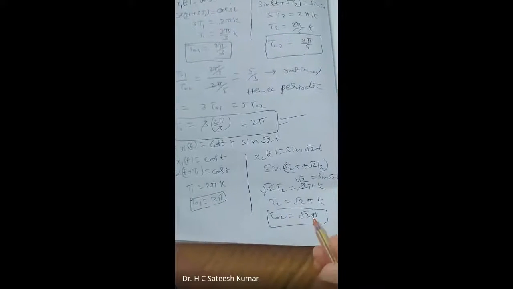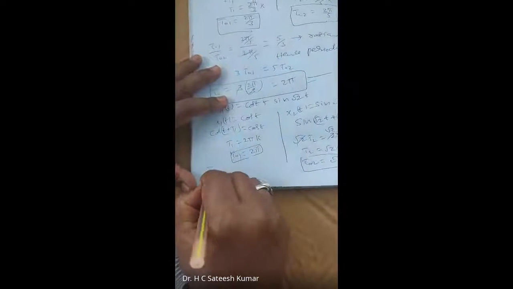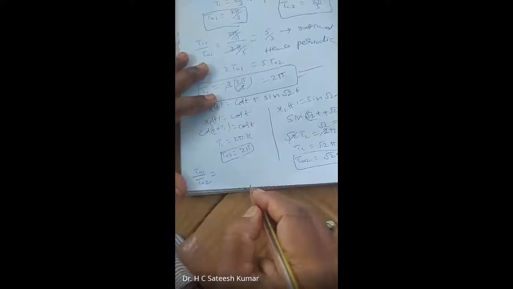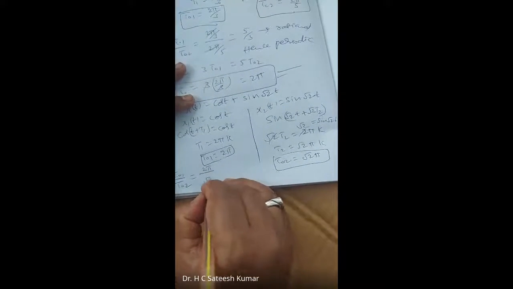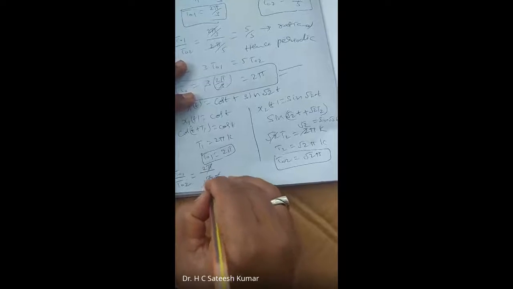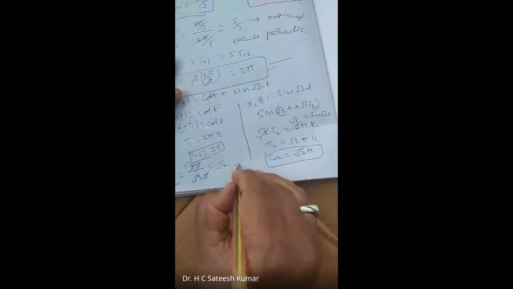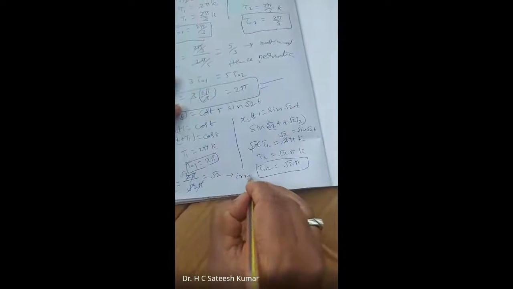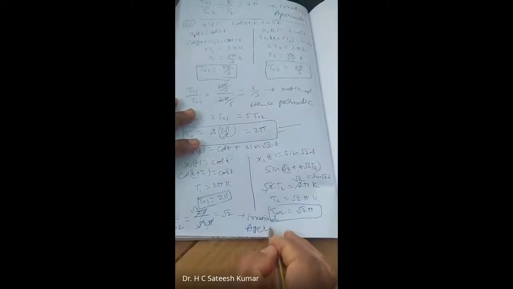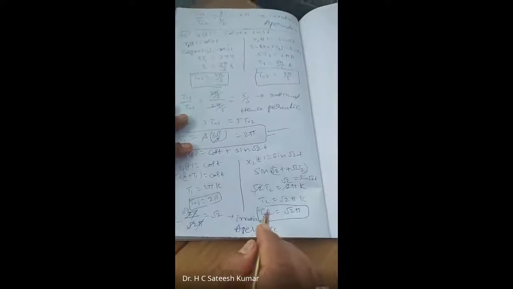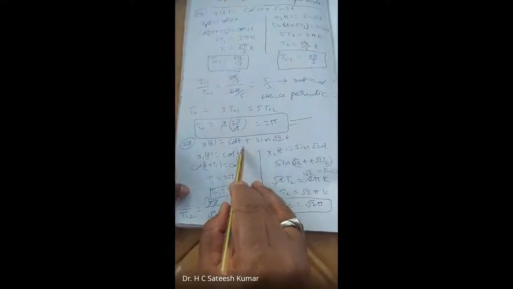Okay. So now you find out the ratio. T01 divided by T02 is equal to 2 pi divided by root 2 pi. Pi gets cancelled, so you will get the answer as root 2. It is irrational. As I said, irrational. Therefore, it becomes aperiodic.